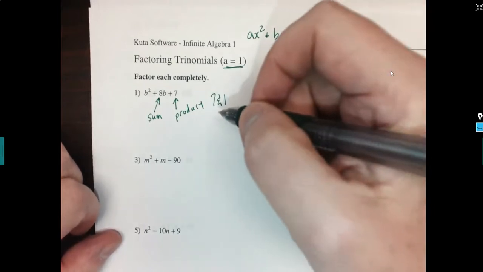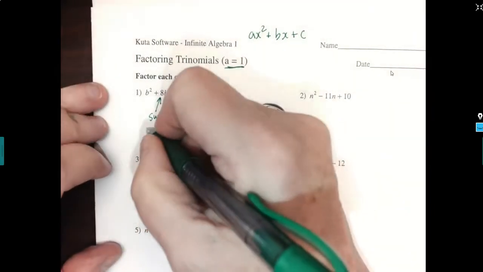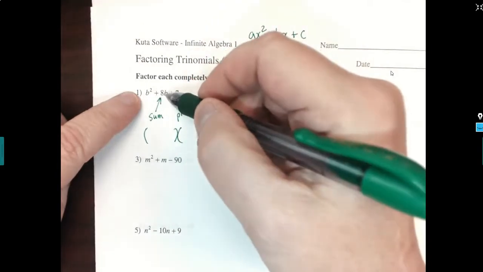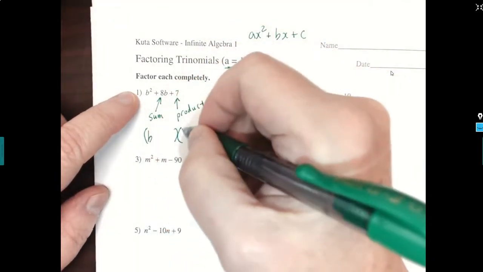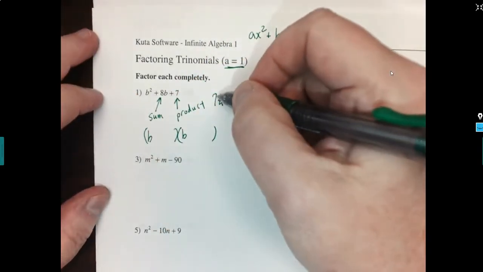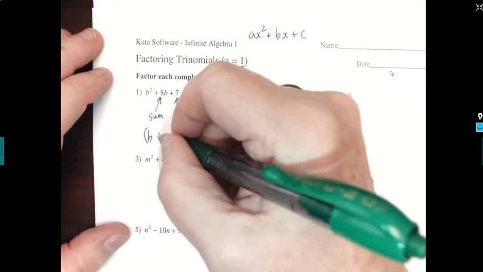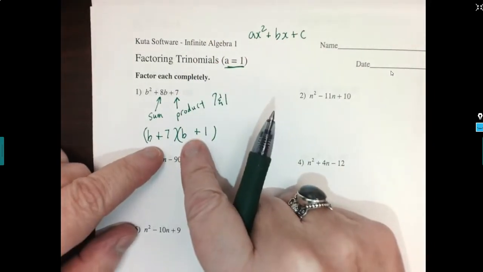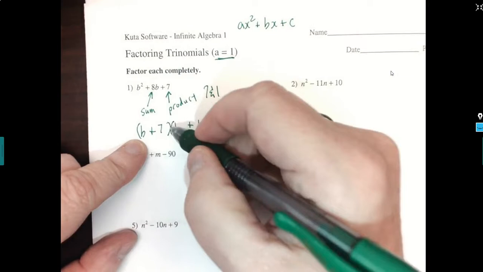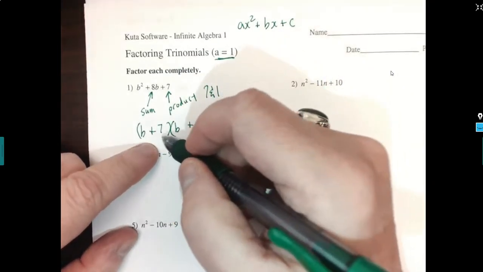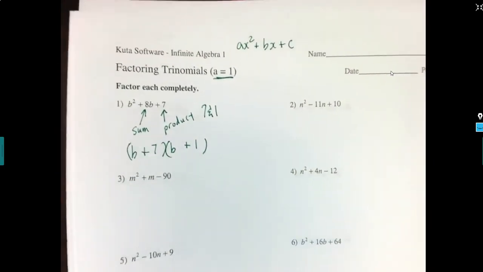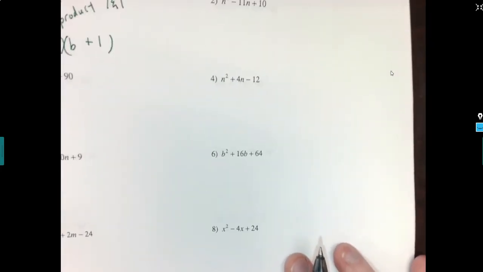Now, when you find those two numbers, you can factor it. And this is written with respect to b. And then the order doesn't matter, so I'll put 7 and 1. And that's it in factored form. And you can always check it. You can go back and FOIL it and expand it, and you'll get what you started with. Okay.